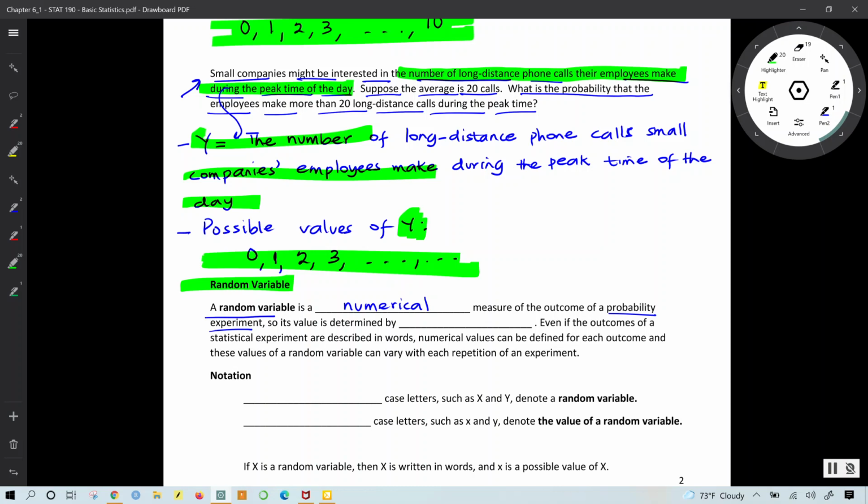Whenever you use numbers to represent the possible outcomes of any statistical experiment, that would be a random variable. Because of the randomness, its value is determined by chance. Even if the outcomes of a statistical experiment are described in words, we can still assign numerical values to each outcome based on some defined rule. And in such a case, the variable of interest still becomes a random variable.